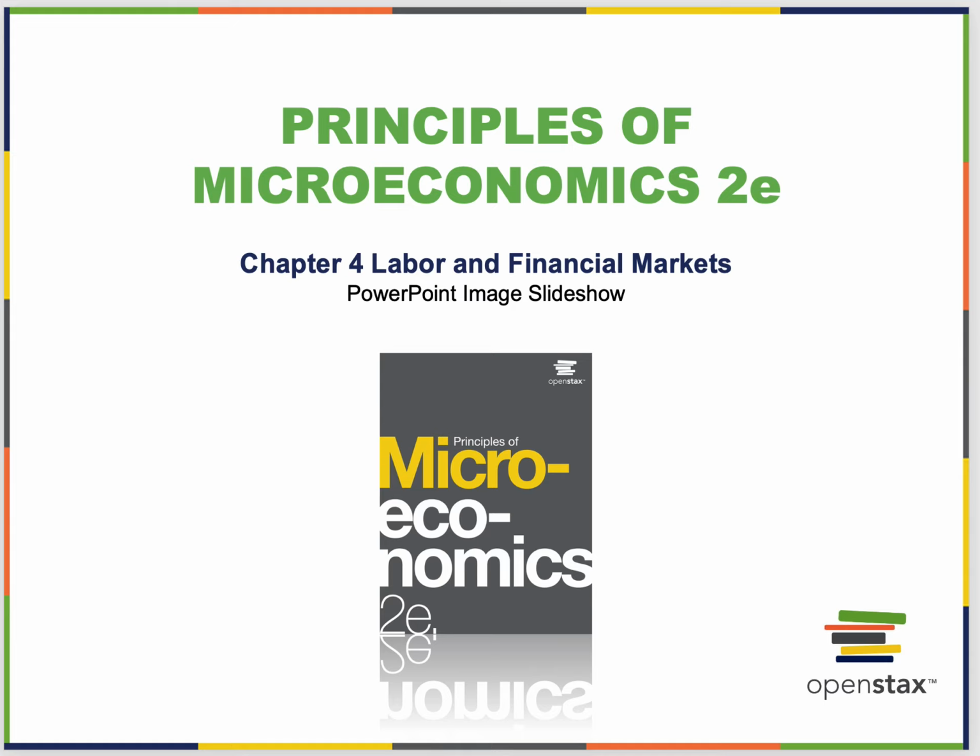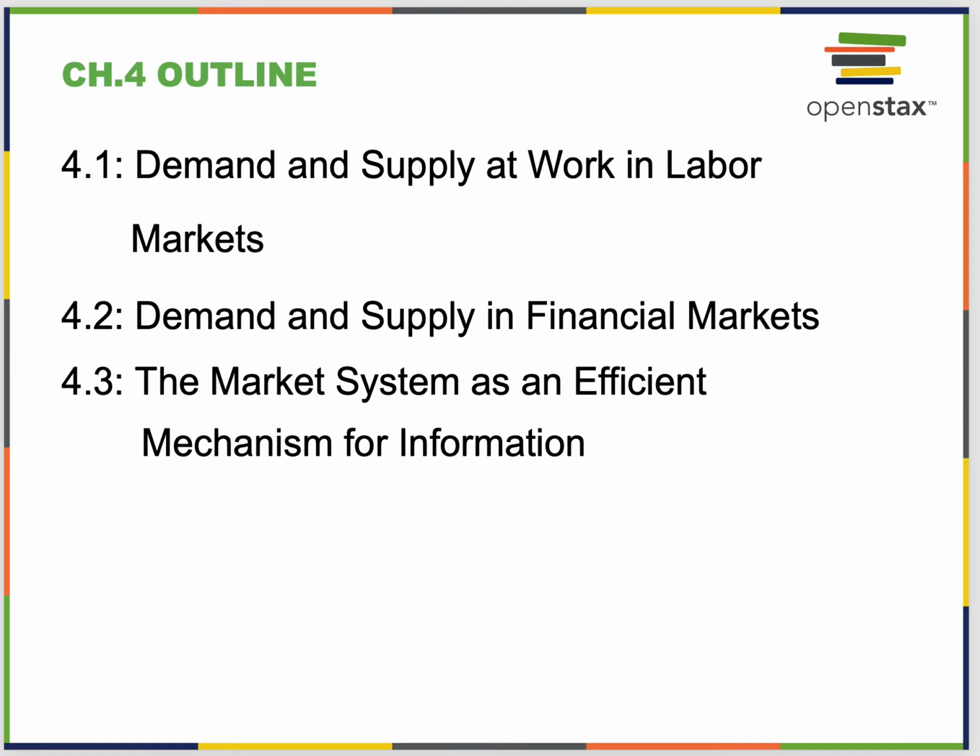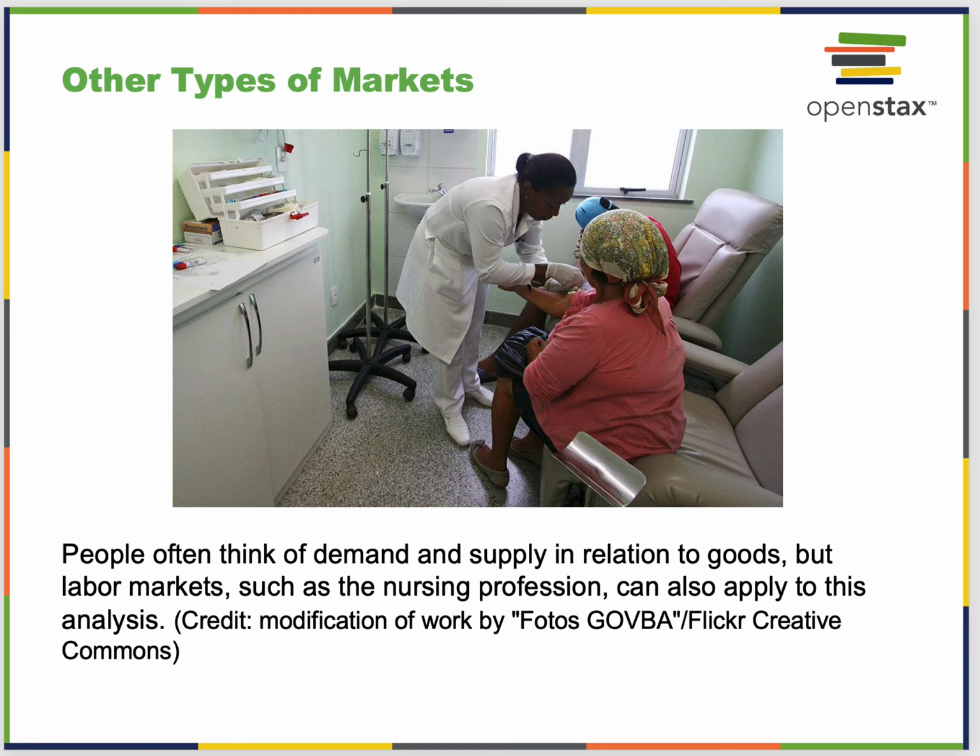This is Professor Gavoor. We're going to cover Chapter 4 of the OpenStax textbook, and we're talking about labor and financial markets. We've been talking about supply and demand, and how does it apply then to labor and financial markets? We're going to first look at labor, then financial, and then talk about the market system as an efficient way of getting information.